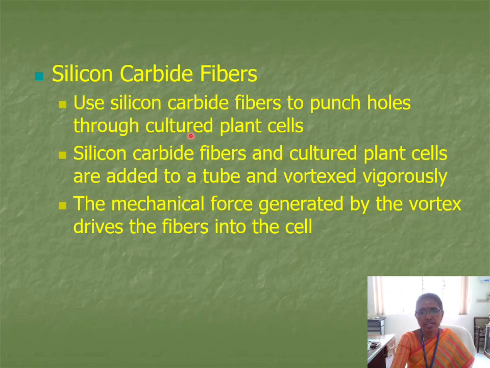We can also directly transfer DNA using silicon carbide fibers. These silicon carbide fibers are used to punch holes through the cultured plant cells. The cultured plant cells are added to a tube and vortexed vigorously. The mechanical force generated by the vortex drives the fibers into the cell.